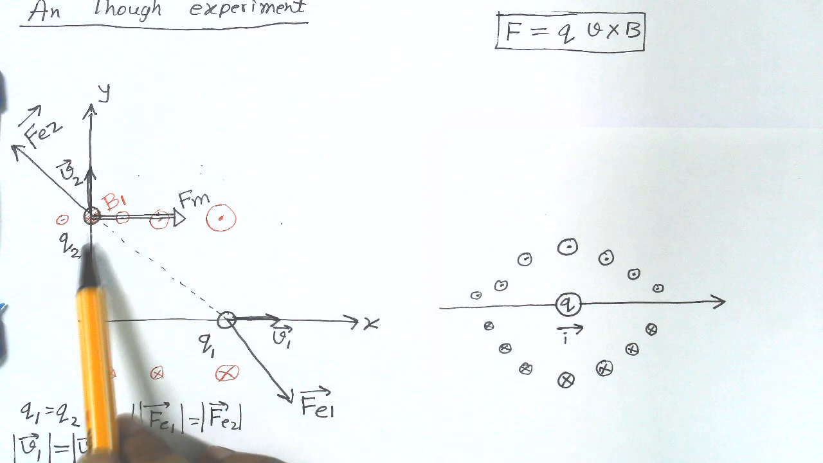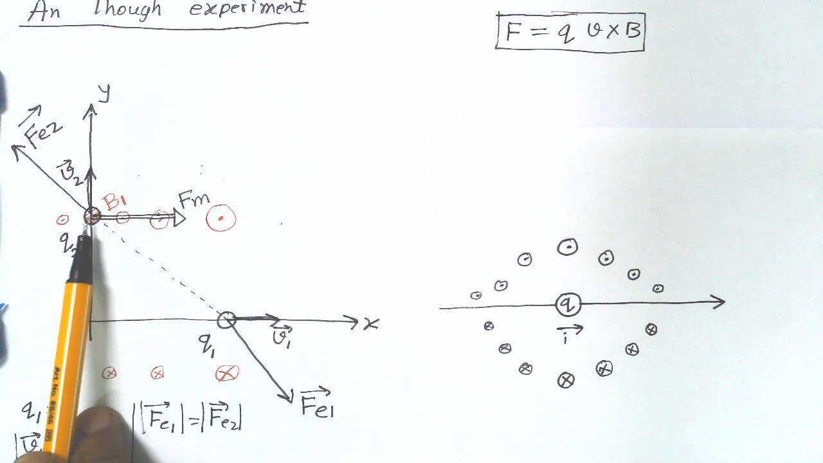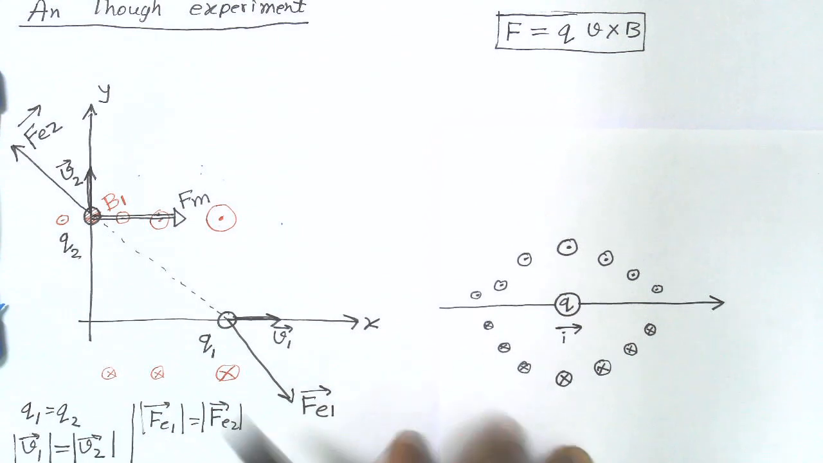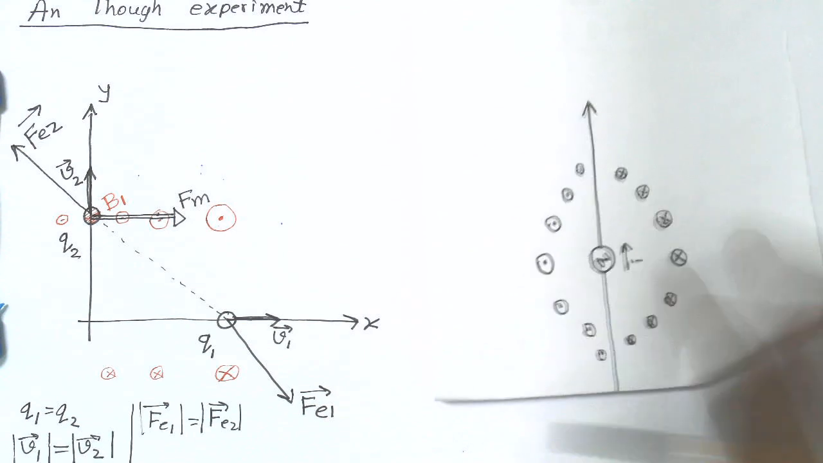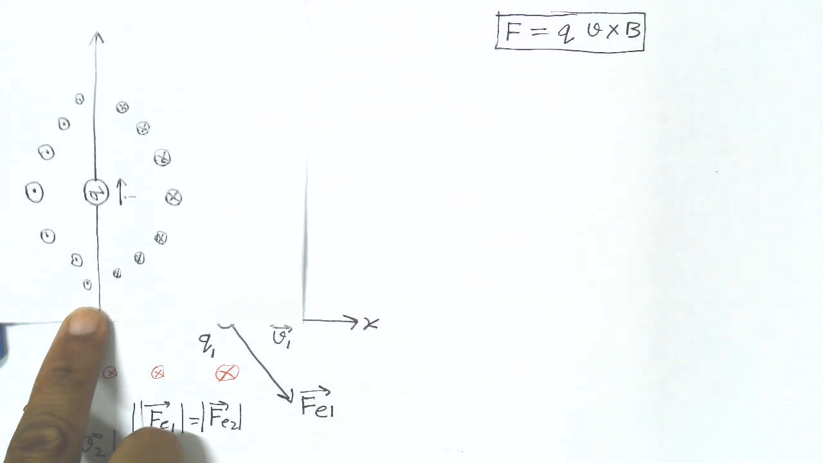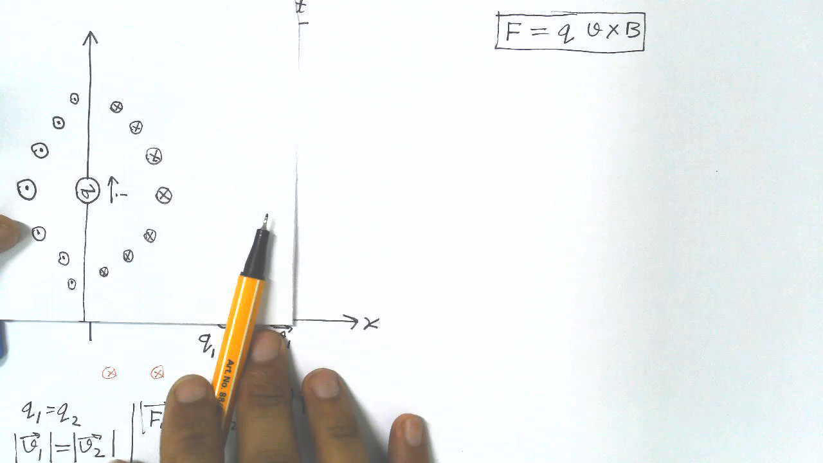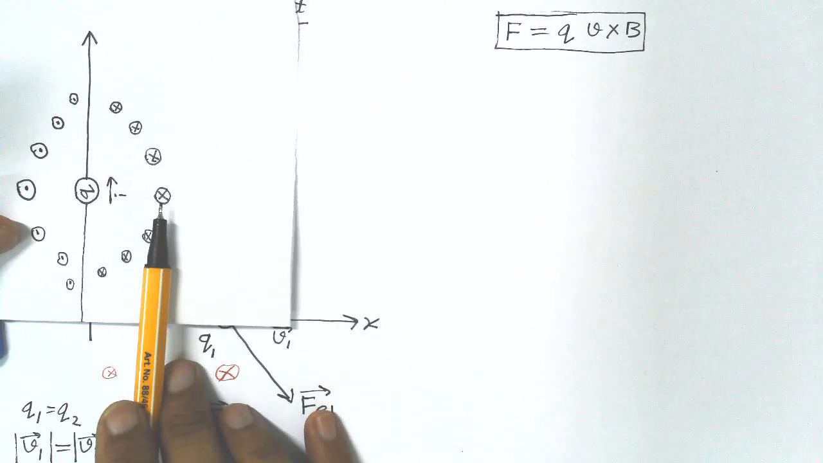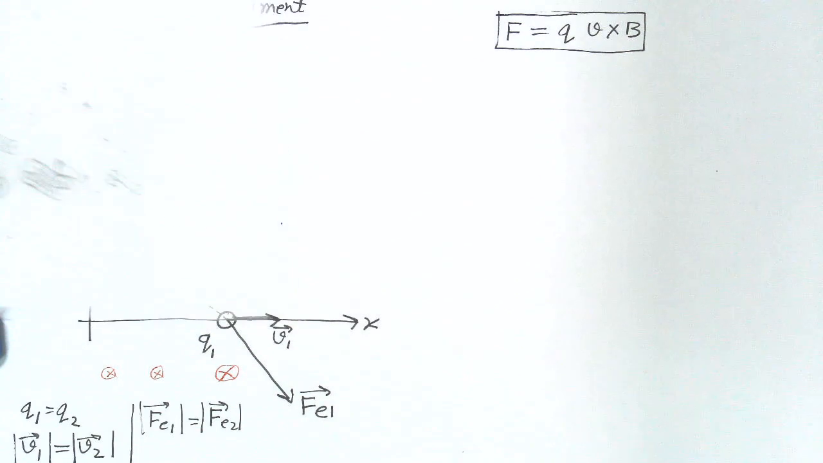Similarly, when this charged particle is moving, it will also create some magnetic field. And how will that look like? That will look like this. So on my right side, the magnetic field will be entering the paper, and on my left side, the magnetic field is coming out of the paper.